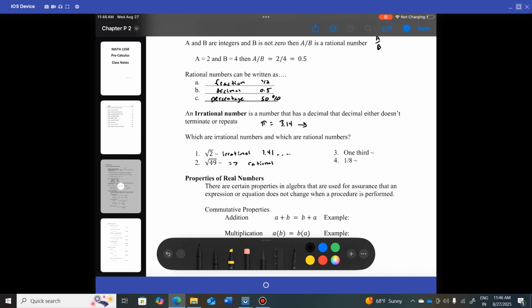Right. 1/3, it can be written as a fraction, 1 over 3. And as a decimal, it does repeat. And so this makes it rational. And 1/8, it's a fraction. So we can write it as 0.625. And so it is also rational.